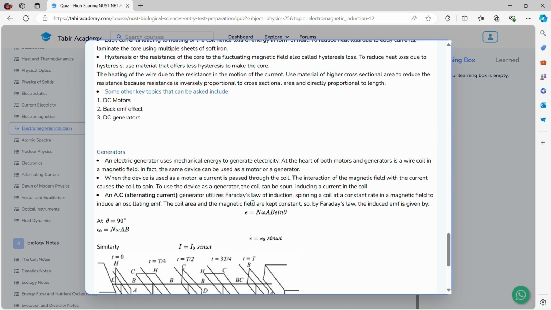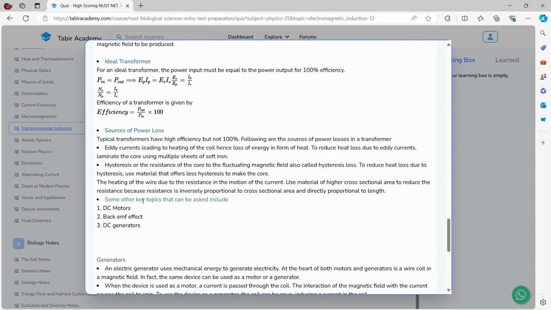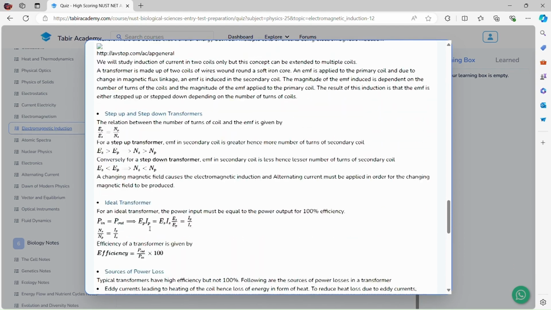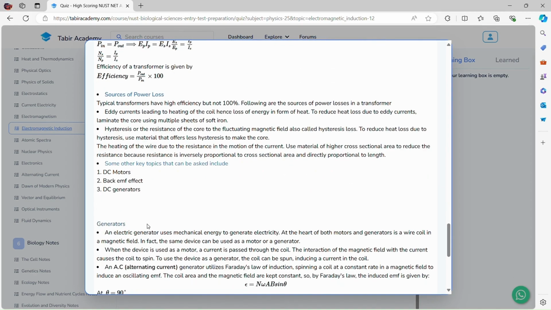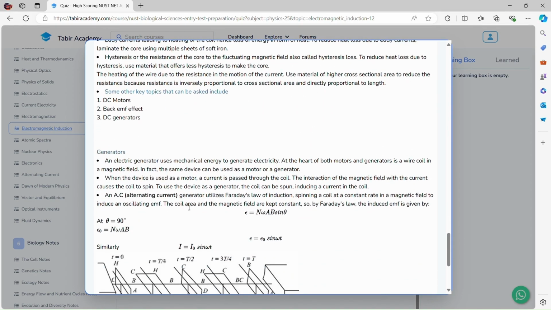An alternating current generator utilizes Faraday's law of induction, spinning a coil at a constant rate in a magnetic field to induce an oscillating EMF. The coil area and the magnetic field are kept constant. So by Faraday's law, the induced EMF is given by epsilon equals N omega A B sin theta.